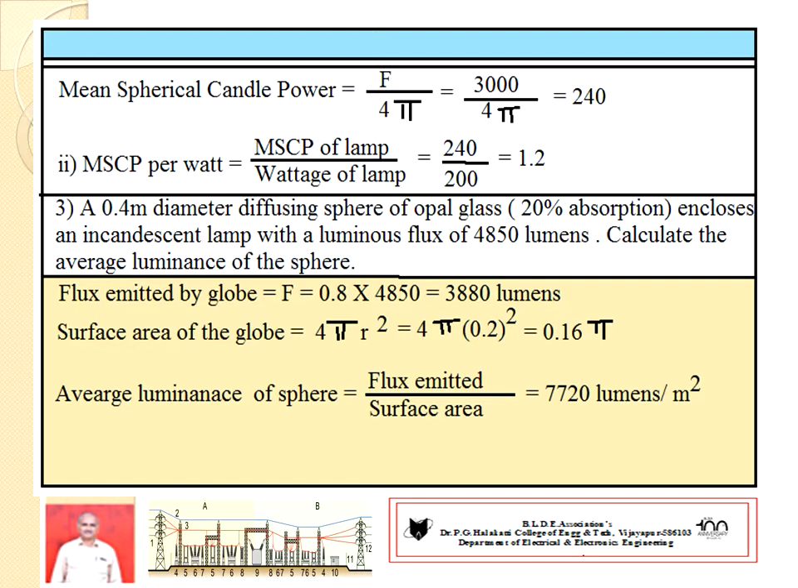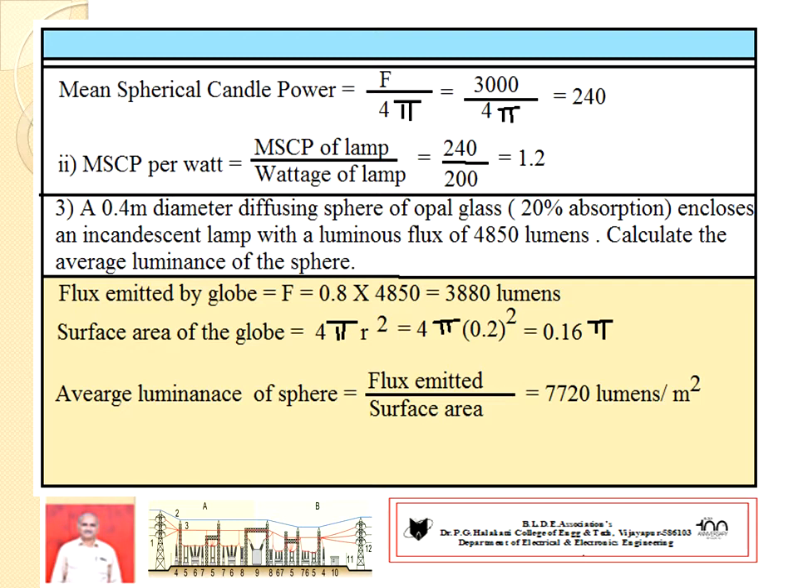Third problem: a 0.4 m diameter diffusing sphere of opal glass with 20% absorption encloses an incandescent lamp with a luminous flux of 4850 lumens. Calculate the average lumens of the sphere.